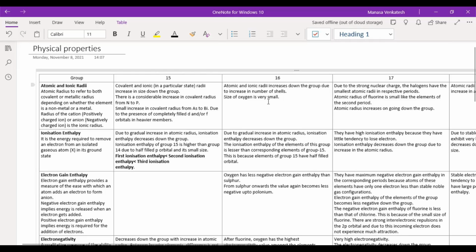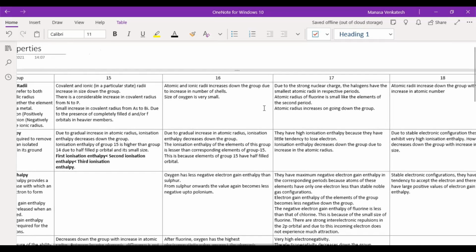Next, group 16, you have the atomic and ionic radii increasing down the group, obviously because of the increase in the number of shells. And the size of the oxygen atom is going to be really small. Next is the halogens. So it has a strong nuclear charge, and generally in each period, the halogen atom is going to be the smallest in its period. Okay, and fluorine atomic radius is very small because it's similar to the elements in the second period of the periodic table. So nitrogen, oxygen, fluorine, all of these elements have a very small atomic radius.